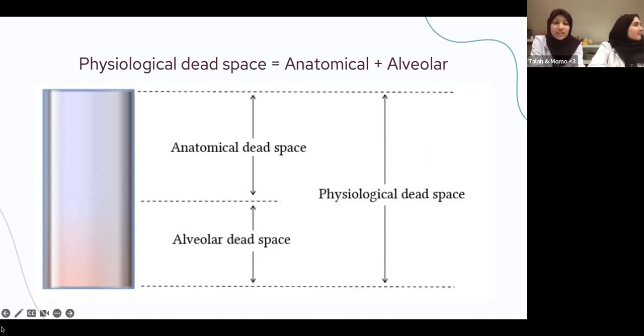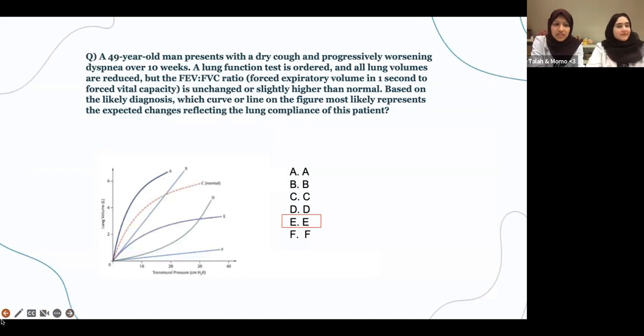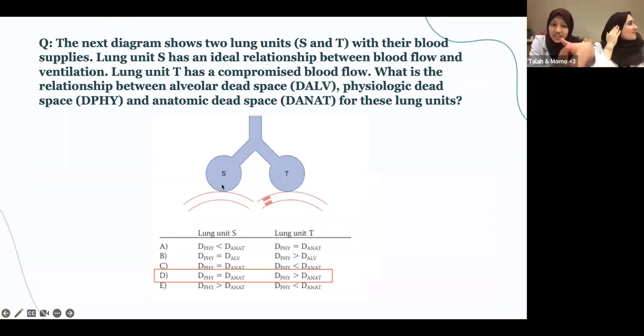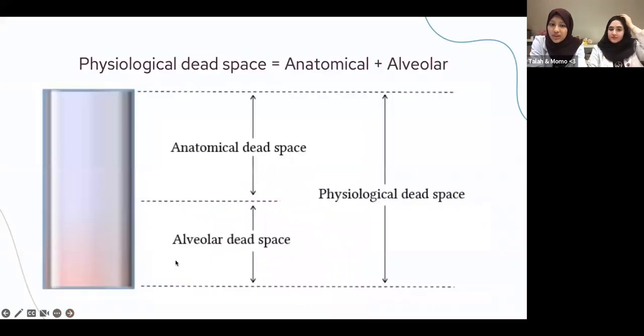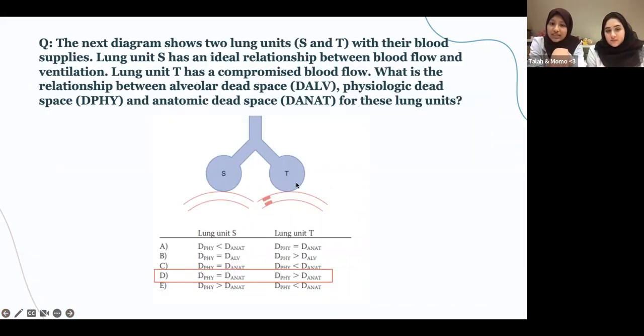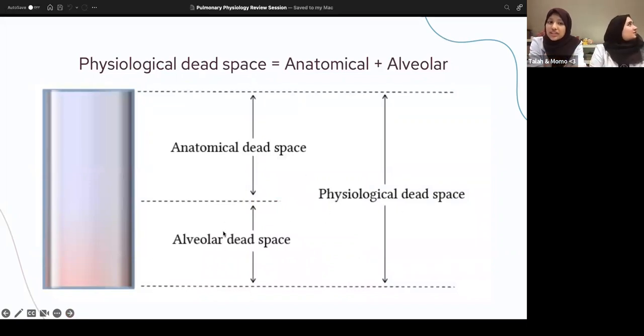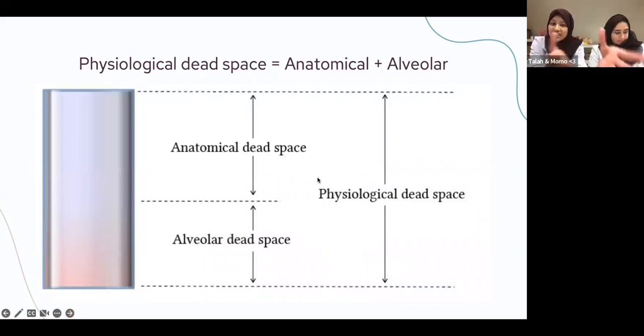So you would normally add these up. For example, in S, the blood supply is fine, so there's no alveolar dead space. The physiological dead space would be equal to the anatomical, because you're not adding anything to it. Now for T, since there's compromised blood flow, there is alveolar dead space. So that's why the physiological is more than just the anatomical. Since you're adding them, this would be more than the anatomical dead space alone. Is that clear to everyone?